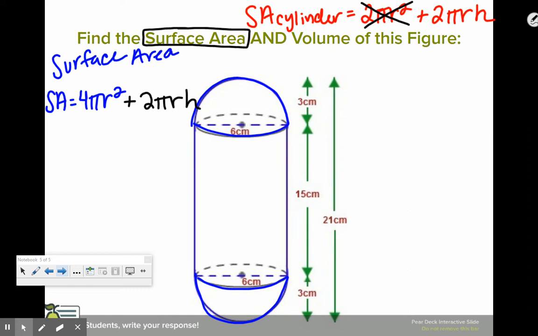So this is the formula I'm using for the surface area of this figure. Now I can plug in what I know. I know the radius of my hemispheres is 3, so I'm going to put 3 in for r. And then my radius for my cylinder is also 3, and the height of my cylinder is 15.